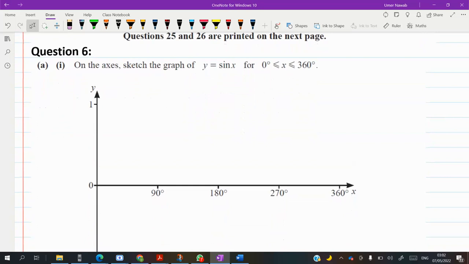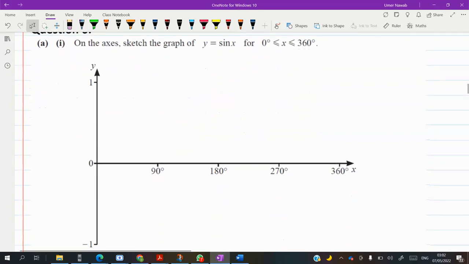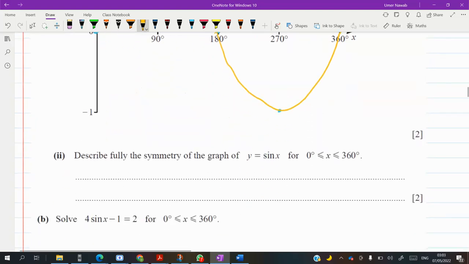Sine x graph, if you go to the calculator mode, your start is 0, ending at 360, and step is 90 degrees. You will plot the points. At 90, you will get 1. At 180, you will get 0. At 270, you will get minus 1. And at 360, you will get 0. Since sine and cosine are wavy type graphs, you will make part of a wave up and part of a wave below the x-axis.